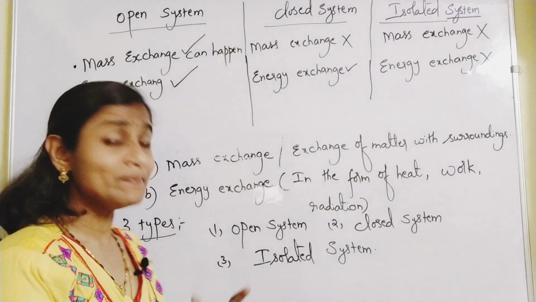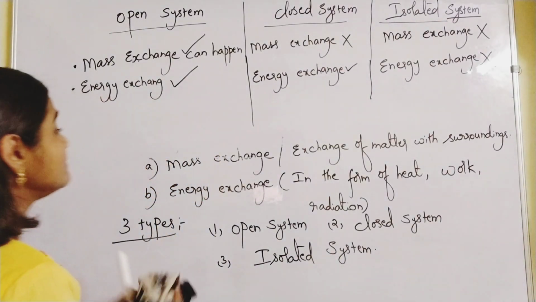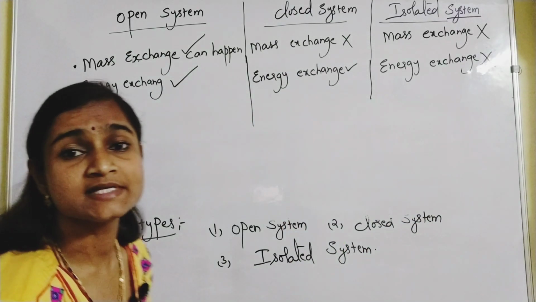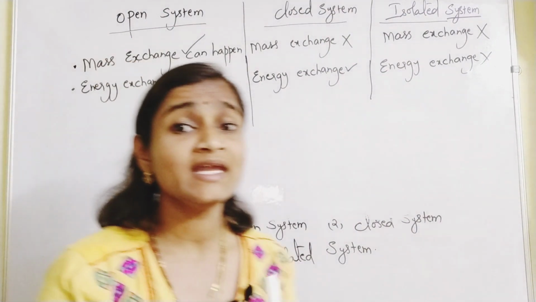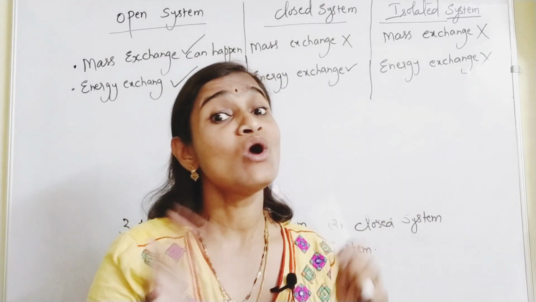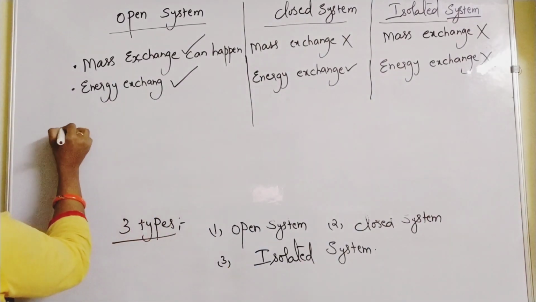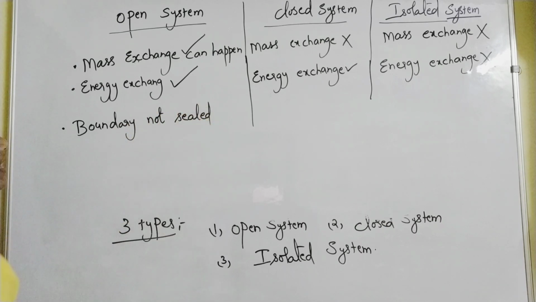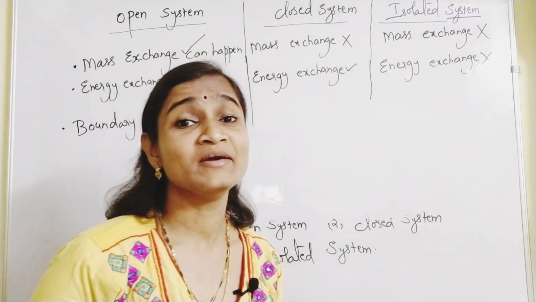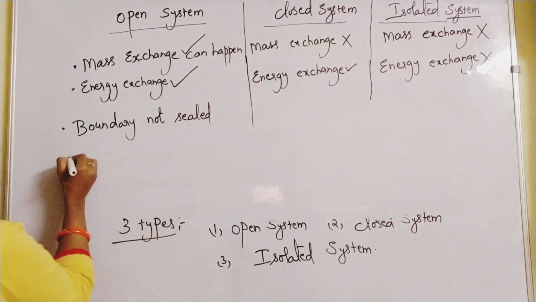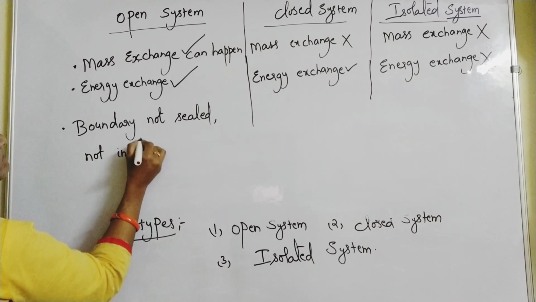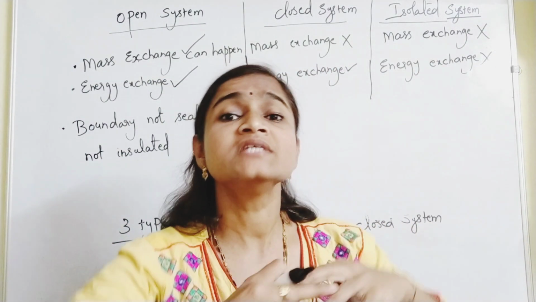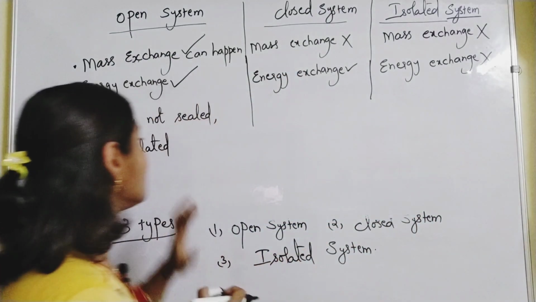Okay, that means what is happening in this? How are you classifying open system? In the name itself, it is there. It is open. That means the system can nicely interact with surroundings, isn't it? How can it interact with surroundings? Because the boundary is not sealed. It is open. Boundary is not sealed, and boundary is not even insulated. That's why energy exchange is happening nicely. Heat is going away easily, isn't it? That is what you call an open system.